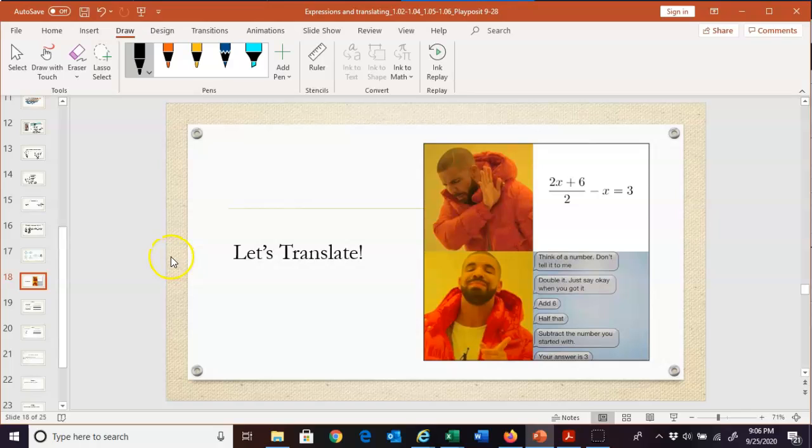All right, so let's do it. Let's translate. You can read that meme. Think of a number. Don't tell it to me. Double it. Just say it when you got it. Add 6, half that. Subtract the number you started with. Your answer is 3. Oh, it's so funny.